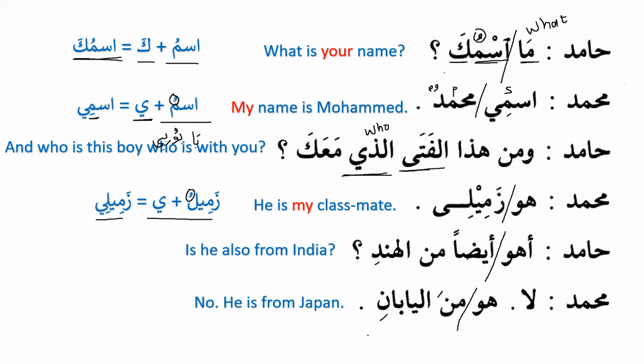So these are very simple sentences we have discussed several times. So inshallah, I'm sure that everything is clear now. What is basically needed to focus over here is basically on the attached pronouns. For example, ka means your, and ya means my, and similarly, we have ya here again, it means my, and so on and so forth.